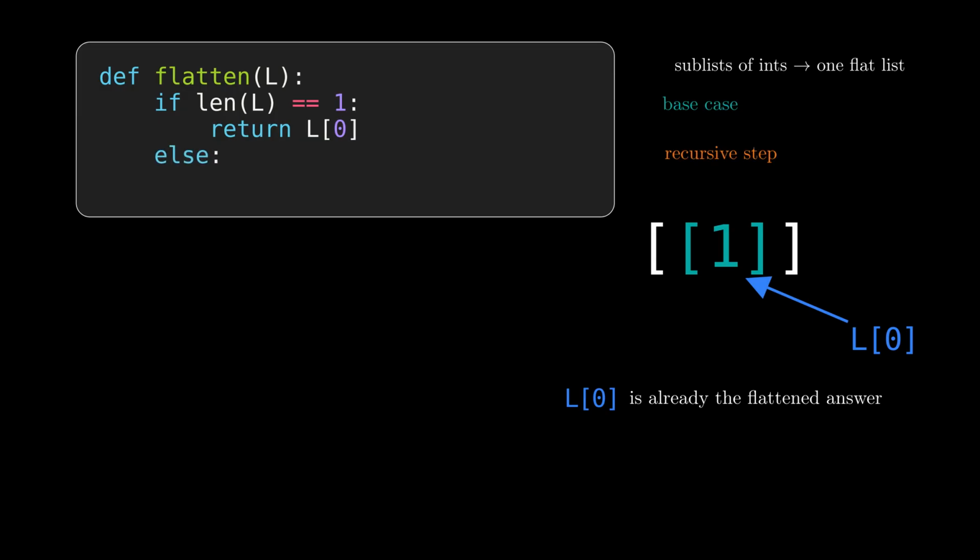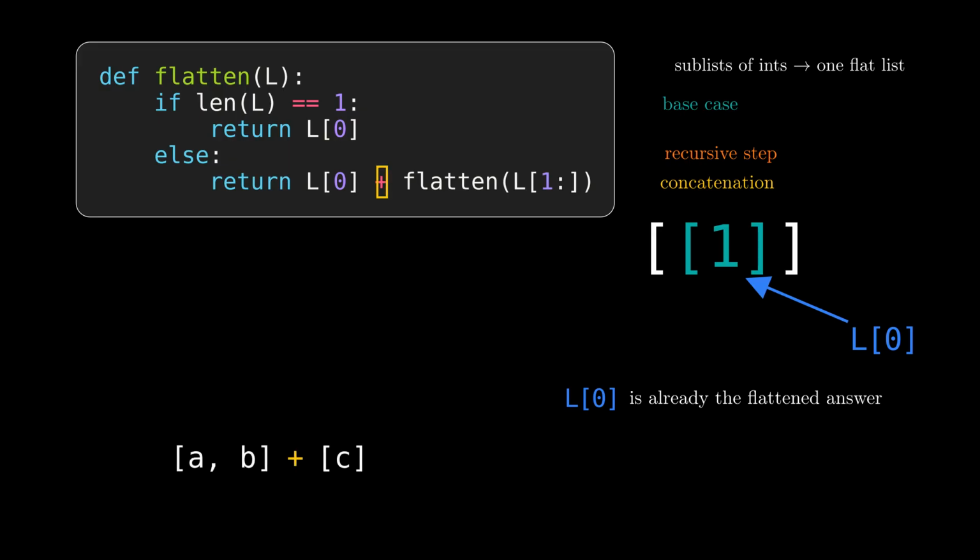The recursive step reuses the peeling pattern with one twist. The first element is already a list, so the way to combine it is concatenation. Return L at index 0 plus flatten of L from index 1 onward. Concatenating two lists produces one big list with all their elements, exactly what flattening means.